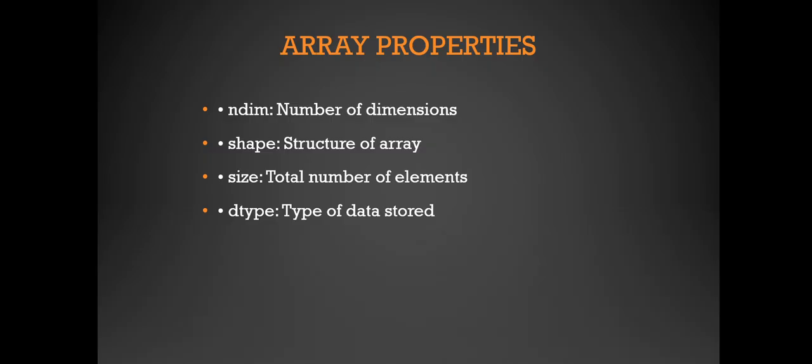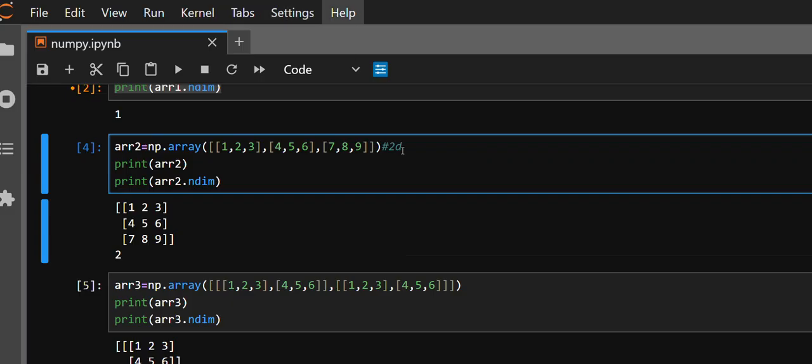So the properties are ndim, that we looked at now, the number of dimensions: 1D, 2D, 3D. Then the shape, that is the structure of the array. The third is size, the total number of elements present in it. And the dtype, that is the data type of data stored. Let us see how this works. Now let's consider this 2D array.